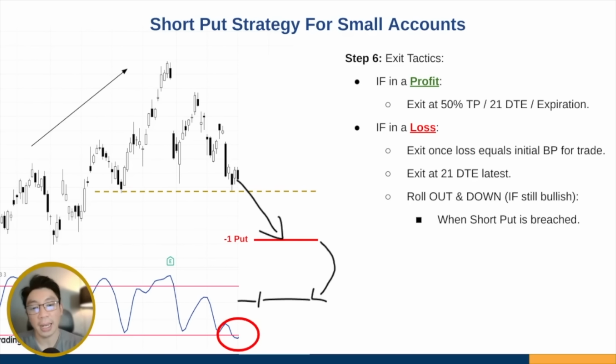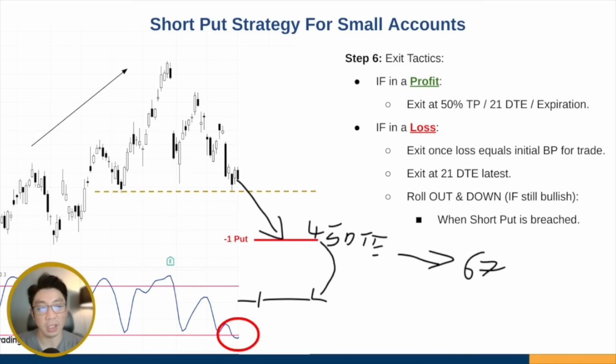For example, let's say when you put on this option, it's 45 DTE. And the moment you put it on, let's just say the next day, the market has just traded all the way down, right? It crashed and then it reached your short put strike. Now at this point, if you want to roll out in time, you might have to roll to a much further time, right? Maybe 67 DTE, and so on.